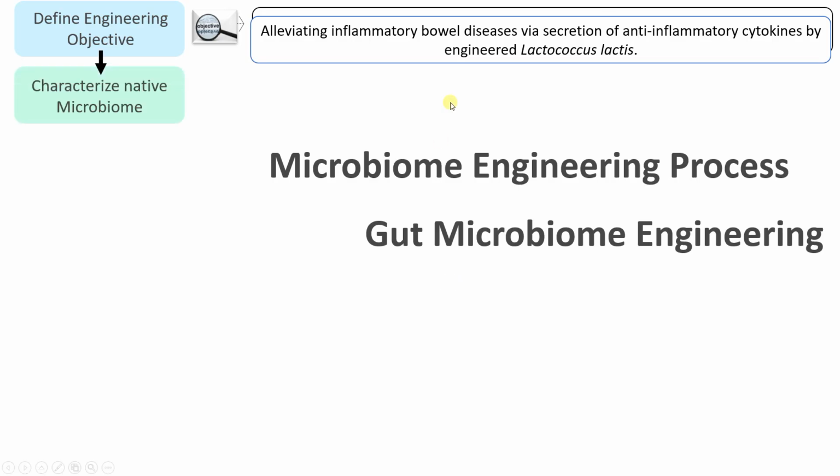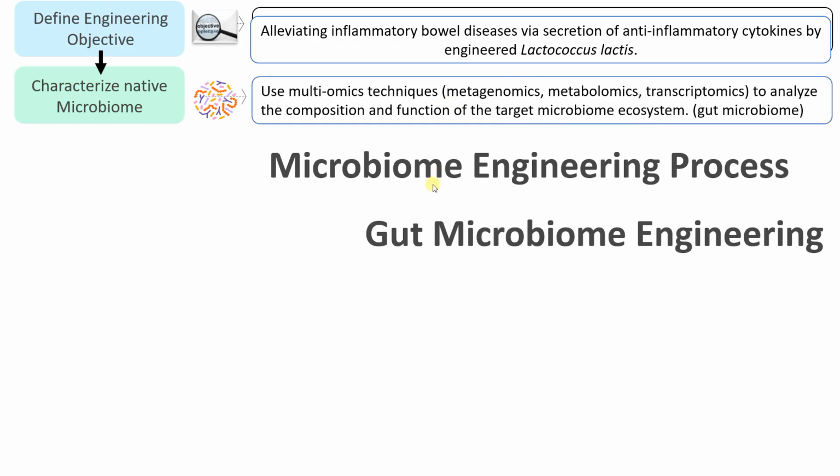Step 2 is characterize native microbiome. We need to study about the native microbiome using multiomics techniques, metabolomics, transcriptomics, metagenomics, etc. to analyze the composition and function of the target microbiome ecosystem. We should have a thorough understanding of the normal microbial flora of gut microbiome. For more details, you can watch our video on metabolomics.